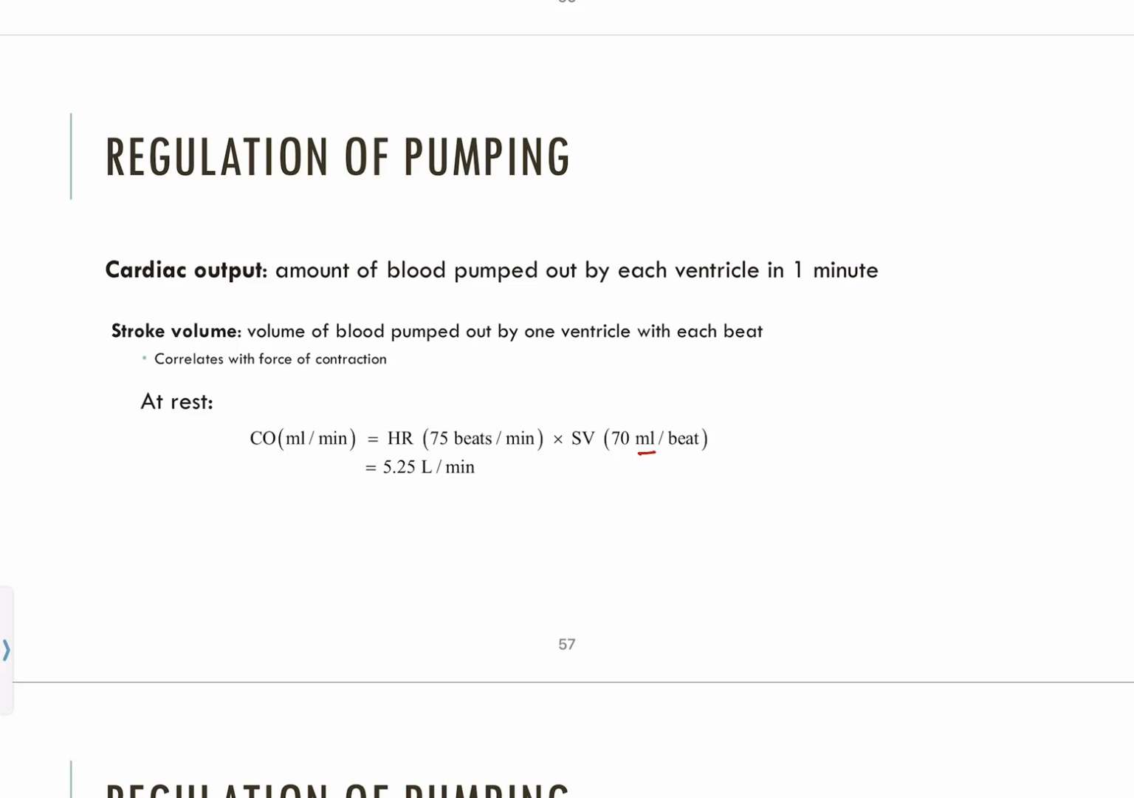Well, if you happen to know our entire blood volume, it's around 5 liters. So we're actually pumping our entire blood volume plus more every minute. So it's actually pretty impressive.